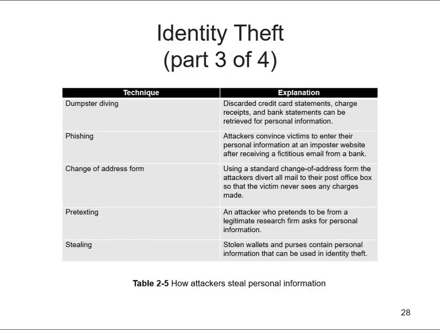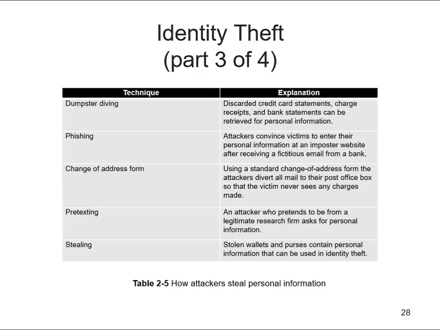Now, the second category is phishing. The attackers convince the victims to enter their personal information on a website which looks like the original website, but it's not. They get the information from the user by a fictitious email, or just by claiming that it's from a legitimate bank.